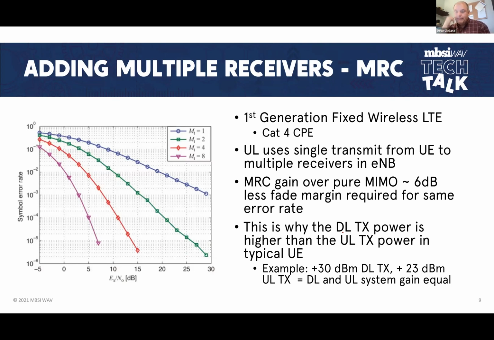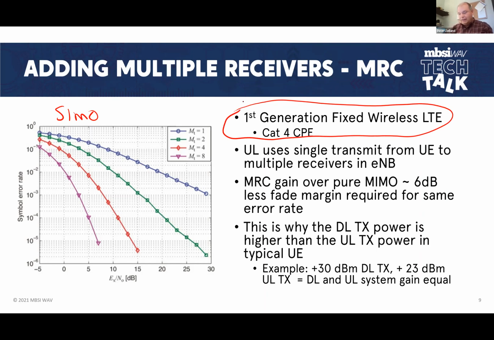Now, MRC. I've got this here just so that we can see that I have the same relationship. It's just that it depends on what the MIMO function is. In this case we're talking about SIMO, a single in, multiple out. For example, the first thing I thought about was first generation fixed wireless LTE, a Cat 4 CPE that uses one transmit stream.